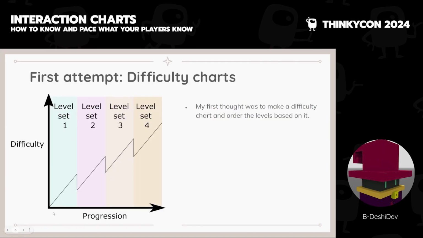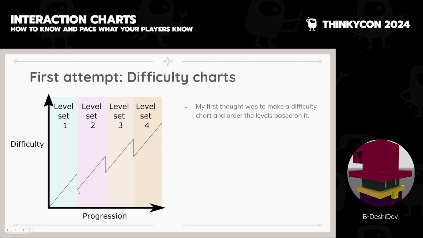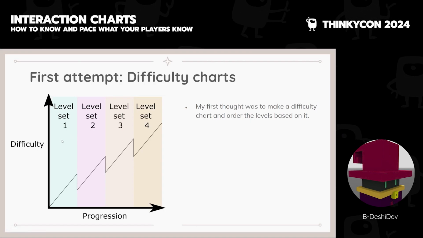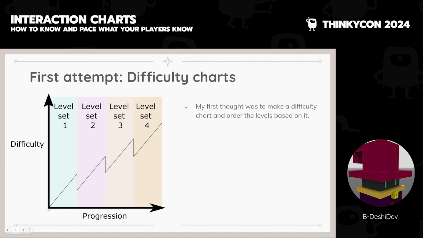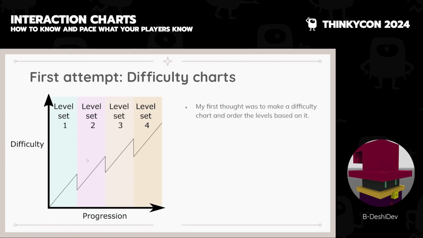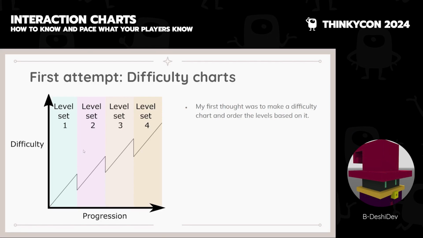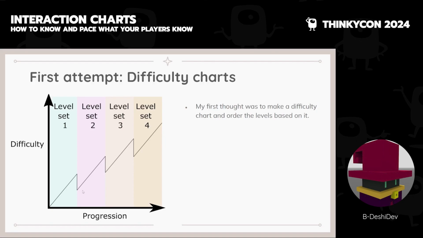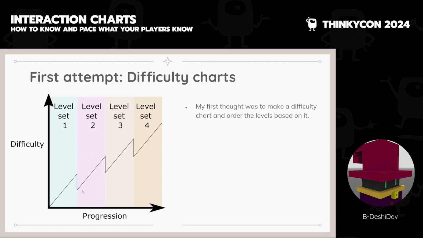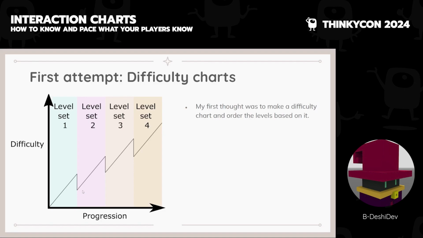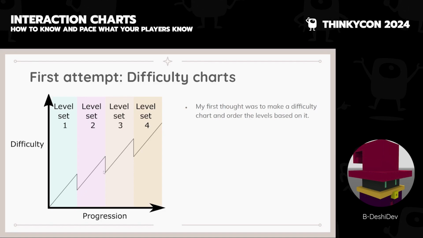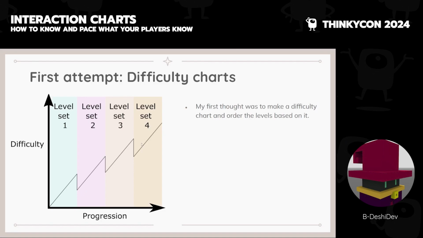Most puzzle games tend to have a saw or sine wave-like difficulty curve, where you have a set of levels based on some mechanic, and the difficulty goes from low to high and peaks. After peaking it drops off at the next set of levels, which introduce a new mechanic, and then it repeats that pattern across the whole set of levels for the game.